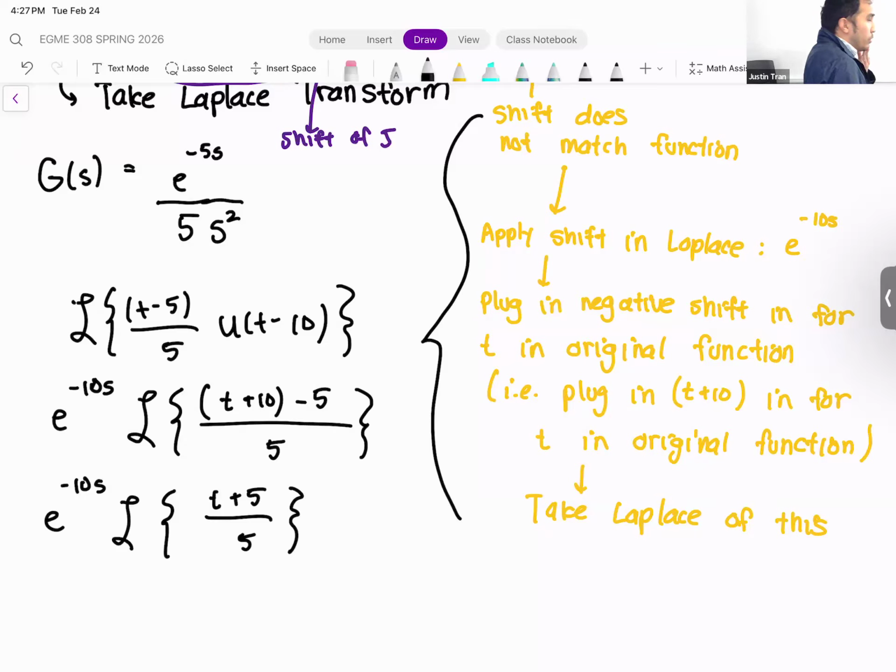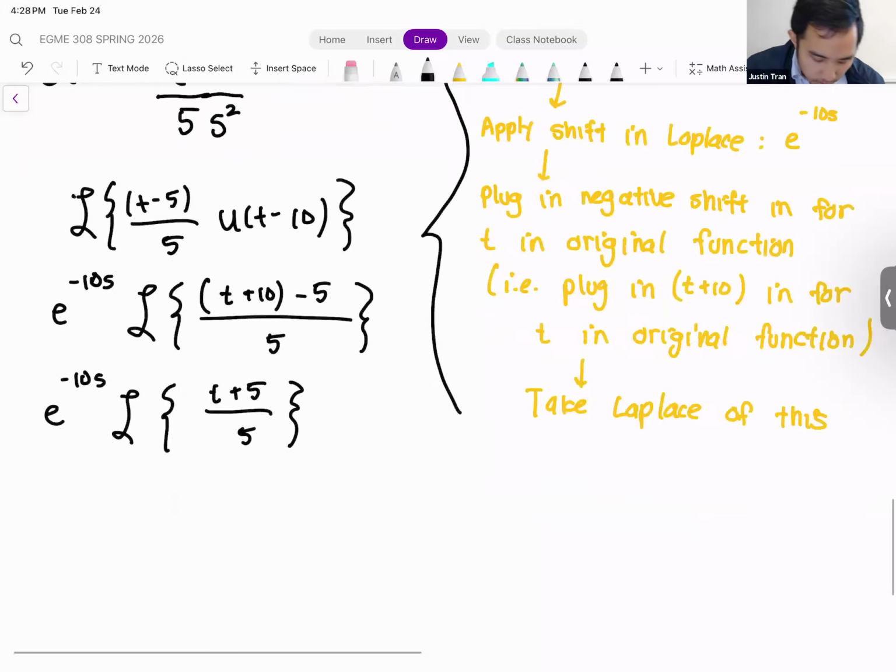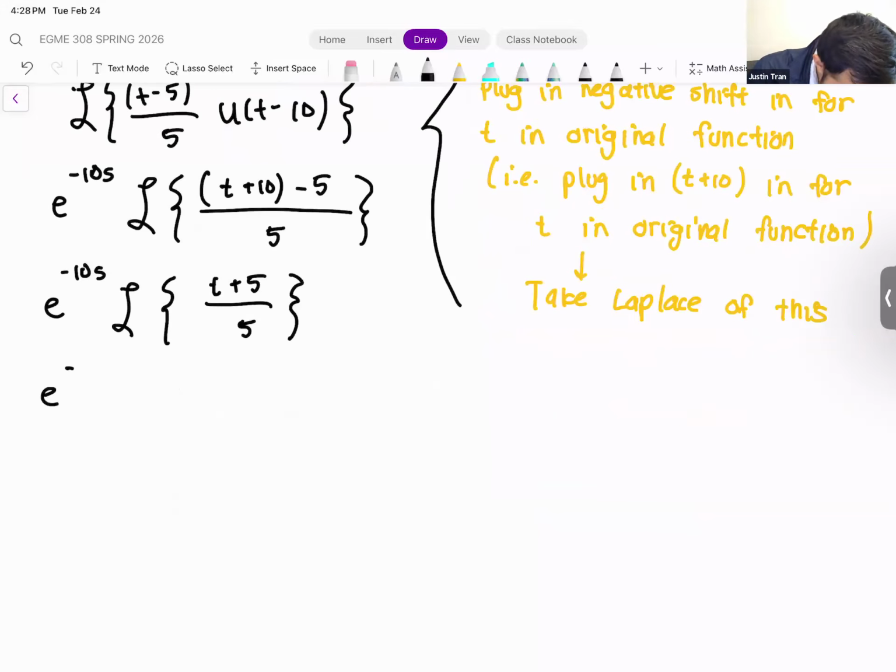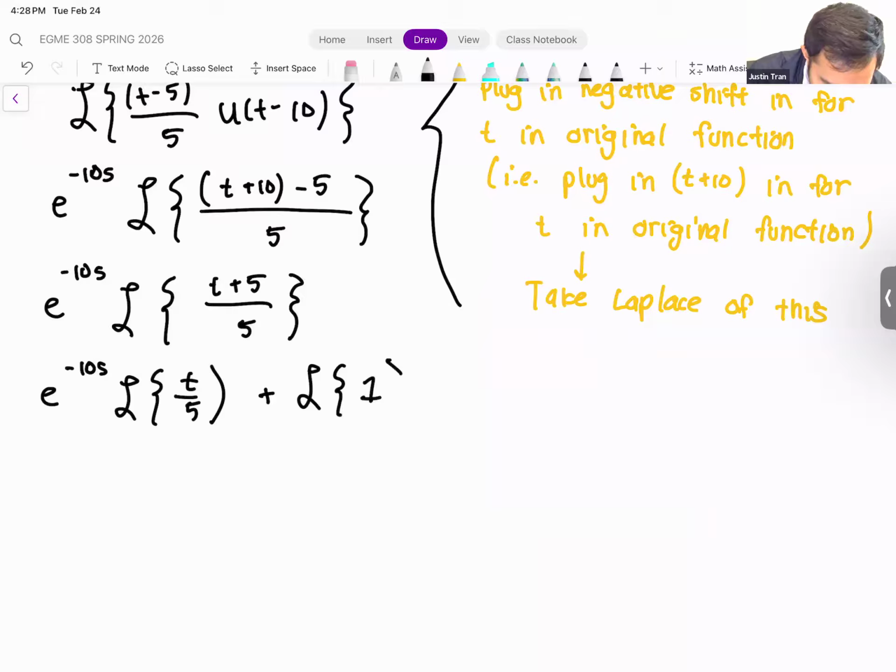Okay, and then that we can do, right? Because we take the Laplace transform of t over 5, plus the Laplace transform of 5 over 5, which is just 1. Okay. All right, so we go ahead and do that.